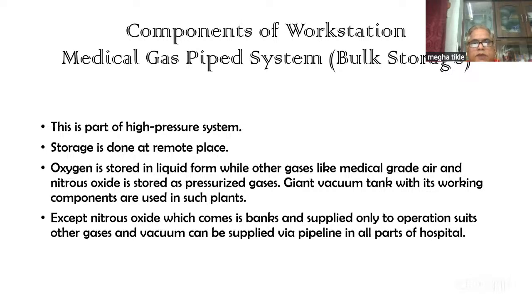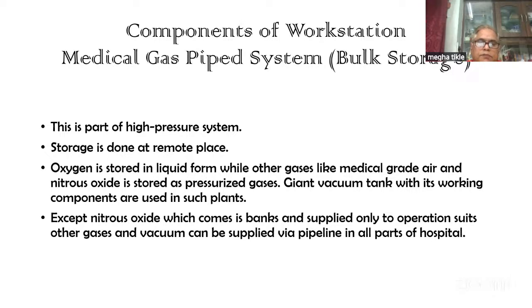Now, the medical gas pipeline system or bulk storage system. Many books put it into the low pressure system, but it is a part of the high pressure system, because by concept, any high pressure system is up to the first reducing valve. So the first stage reducing valve in the bulk storage is near the bulk storage. The storage is done at a remote place. Oxygen is generally stored as liquid oxygen or as pressurized gas from the PSA system. And medical grade air and nitrous oxide are stored as pressurized gas.